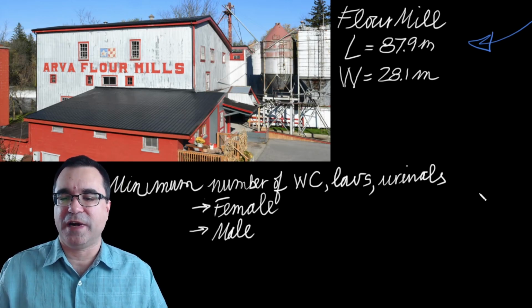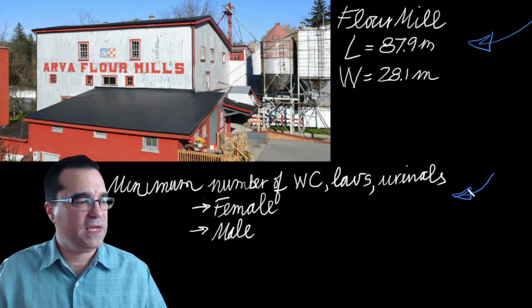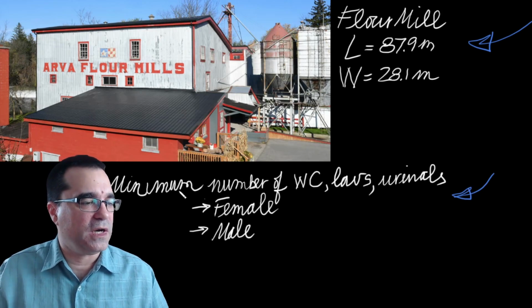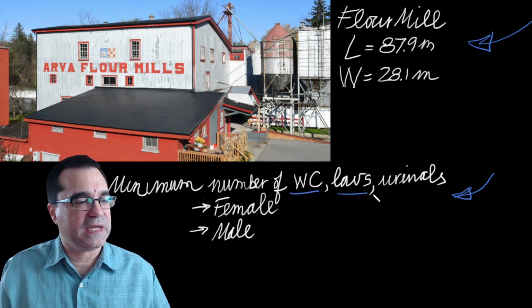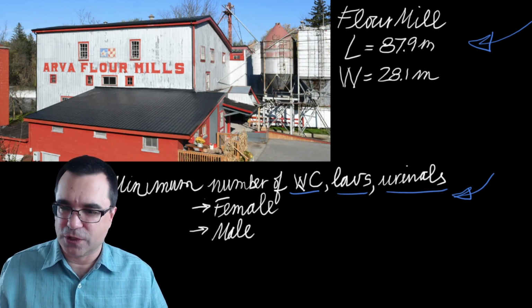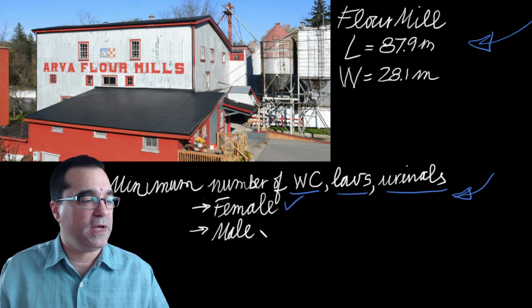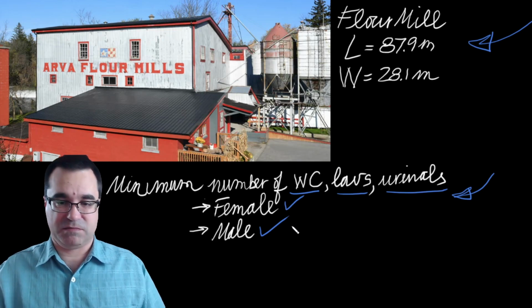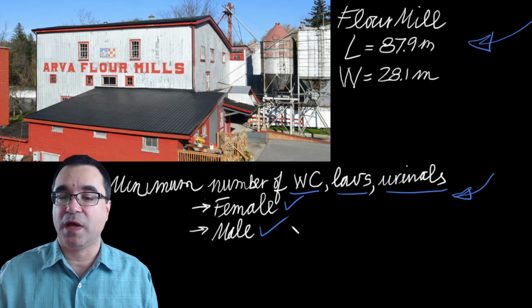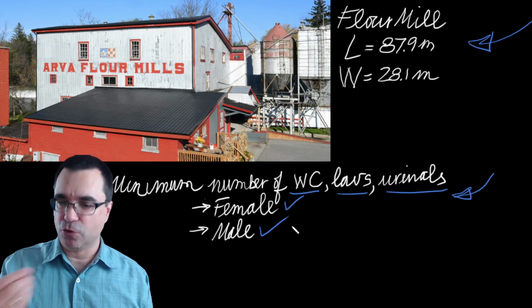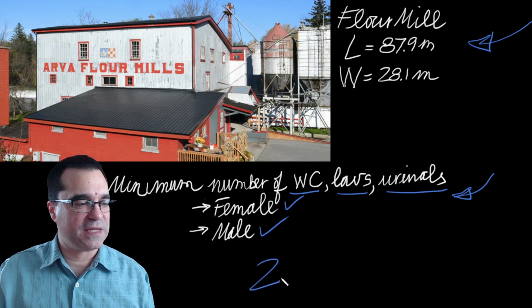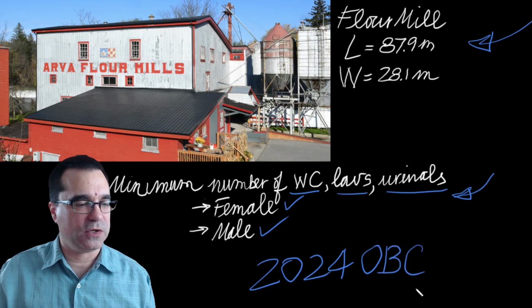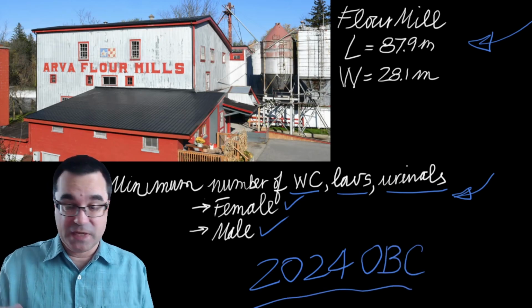And what we're trying to find out, as indicated right here, is the minimum number of water closets, lavatory, and urinals for female and male washrooms as necessary to comply with the latest edition of the Ontario Building Code. As I'm recording this, that's the 2024 edition of the Ontario Building Code. Okay, so let's do it.